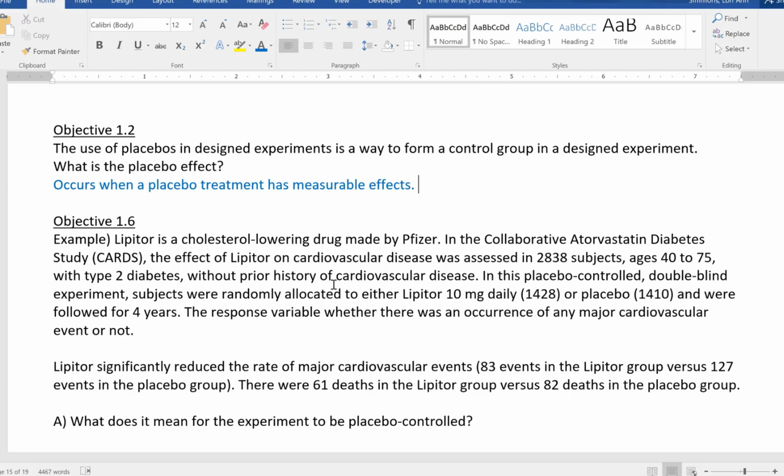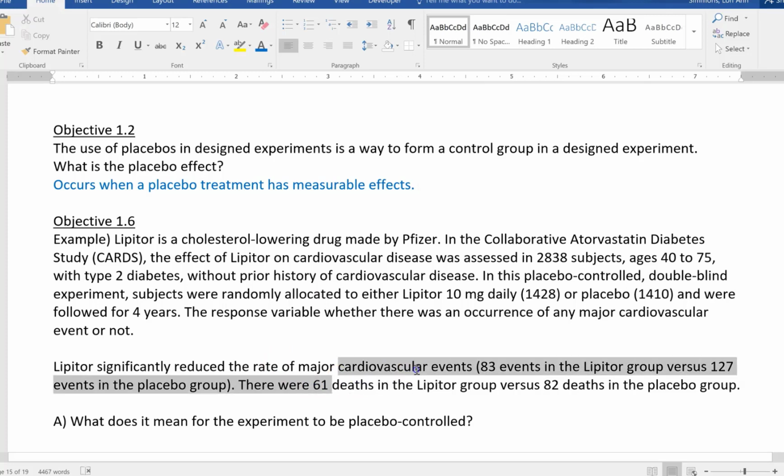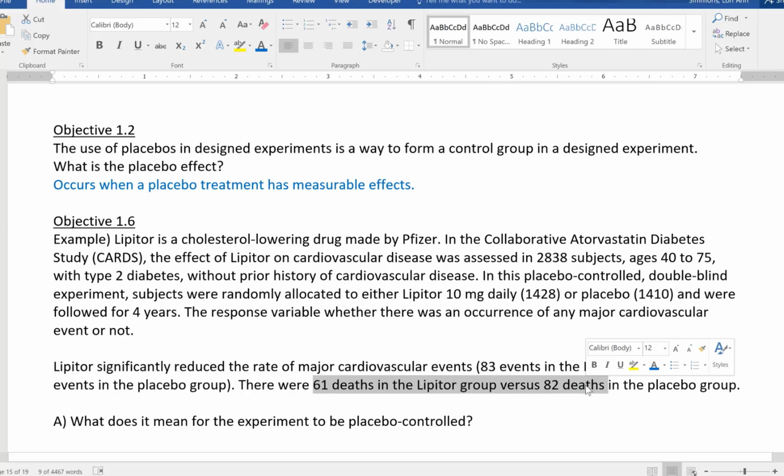Lipitor significantly reduced the rate of major cardiovascular events. There were 61 deaths in the Lipitor group versus 82 deaths in the placebo group. So with the placebo effect, that was with measurable effects. So this probably would not be the best example because we're comparing deaths. So maybe for the placebo, it would be if we're taking a pill for headaches. Well, when someone receives the placebo, they might be thinking that their headache is going away.